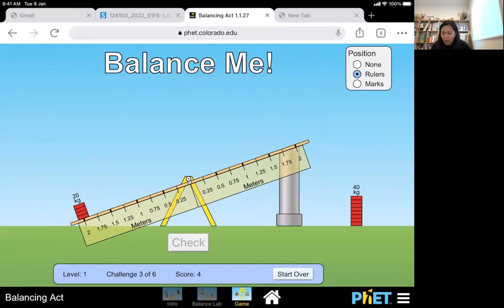Okay, now here you have different masses, 20 kilograms and 40 kilograms. Where should we put the 40 kilograms? How should you adjust the lever arm in order to balance this beam, right? Okay. Yeah. Okay. Put that at 1 meter because it's heavier.